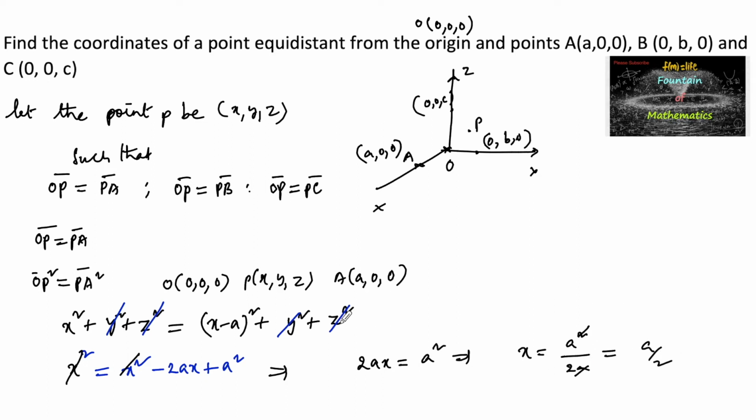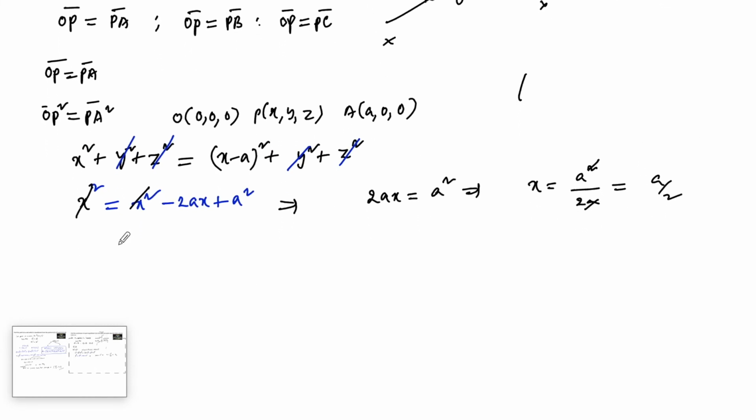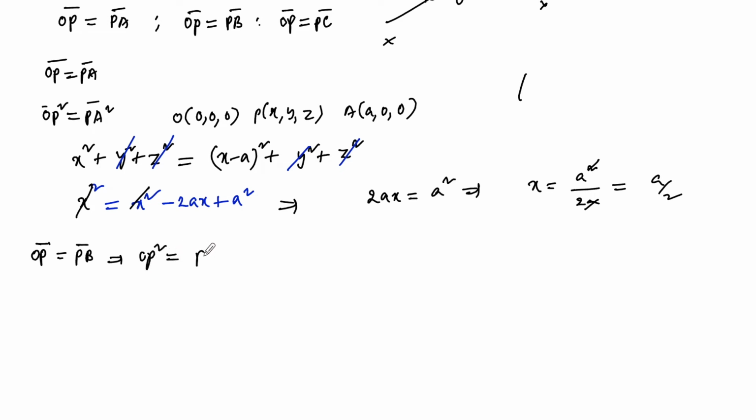So we got the x coordinate is a upon 2. Similarly, OP is equal to PB, that is OP square is equal to PB square. So by using the distance formula, origin O (0, 0, 0), point P (x, y, z) and point B, we can write (0, b, 0).